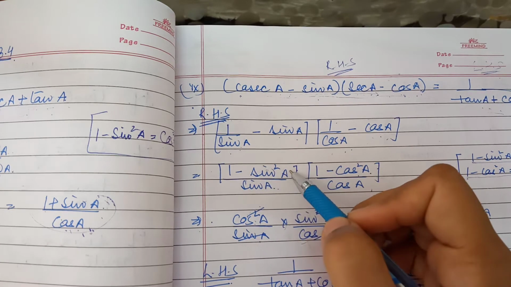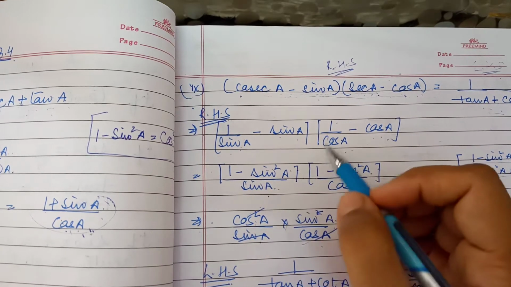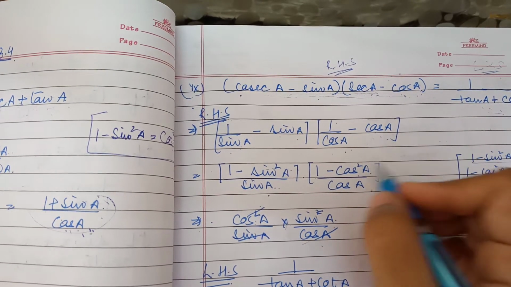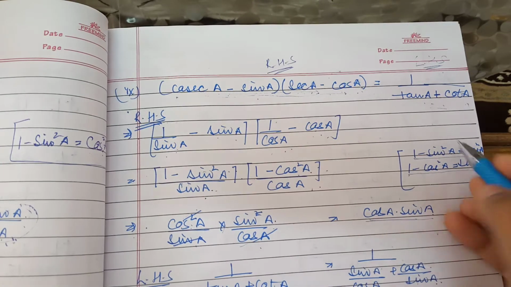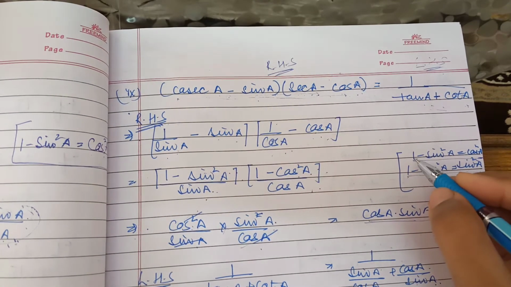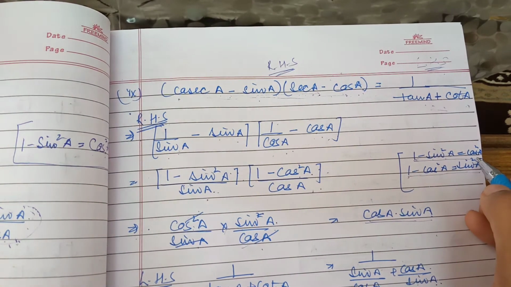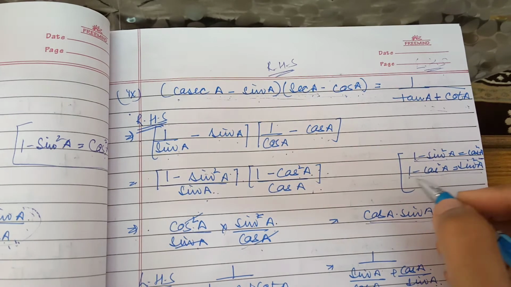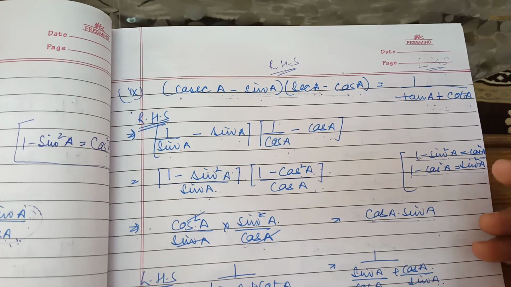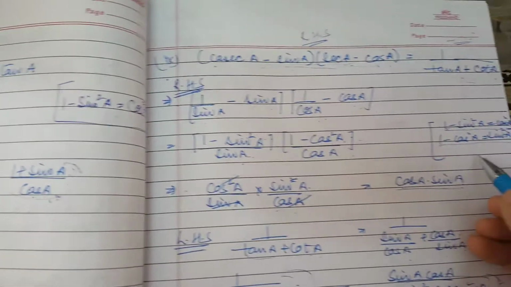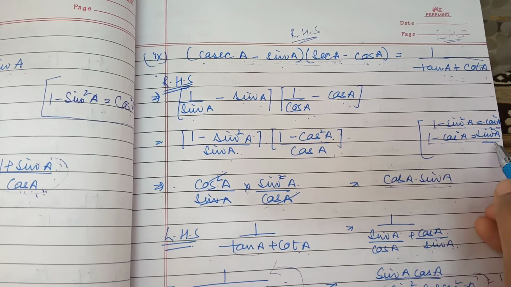Here 1 minus sin square A upon sin A. In the similar way, here 1 minus cos square A upon cos A. Can anybody tell me the formula of 1 minus sin square A? Yes, the formula of 1 minus sin square A is equal to cos square A. And now can anybody tell me the formula of 1 minus cos square A? Yes, the formula of 1 minus cos square A is equal to sin square A.